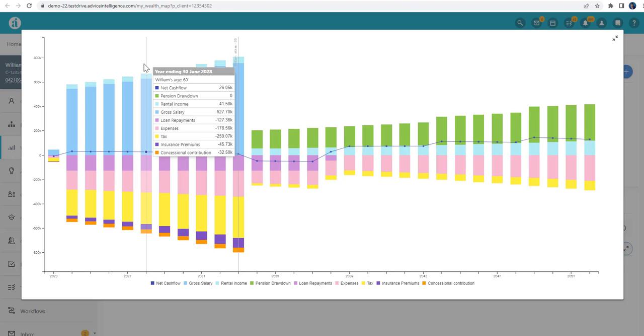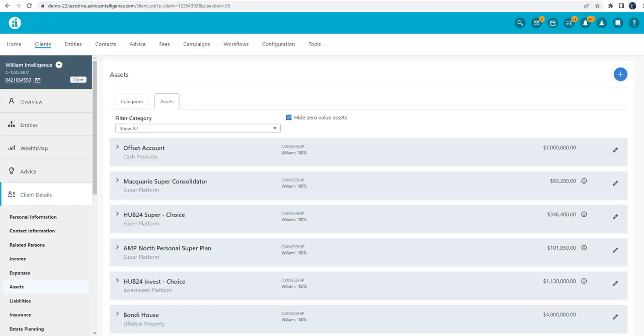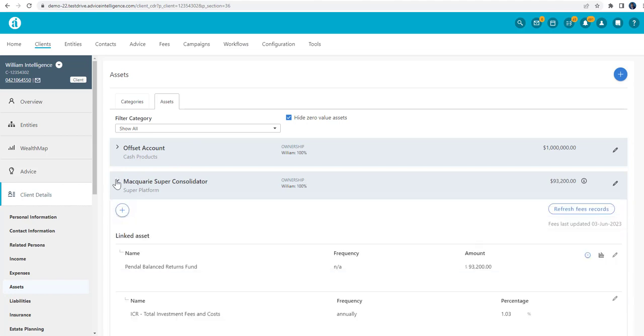This can easily be explained by the fact that his current investments are not very well structured. For example, William has 3 retail super funds, and unfortunately for him, the investments within some of those funds are not even aligned to his risk profile. William is a growth investor.